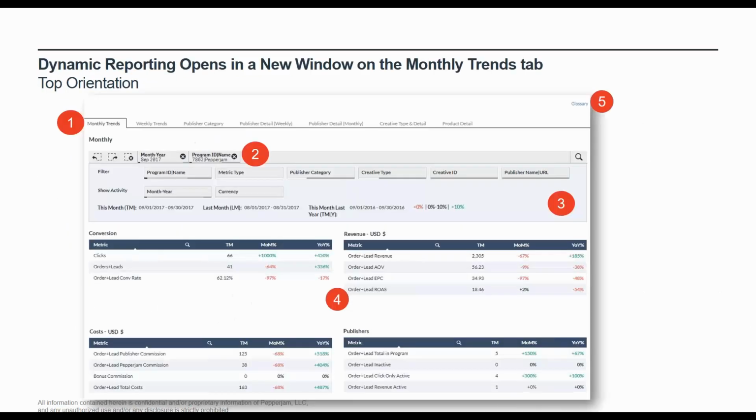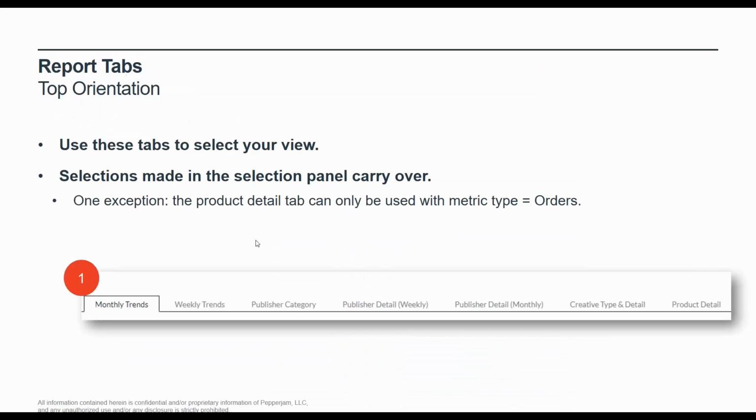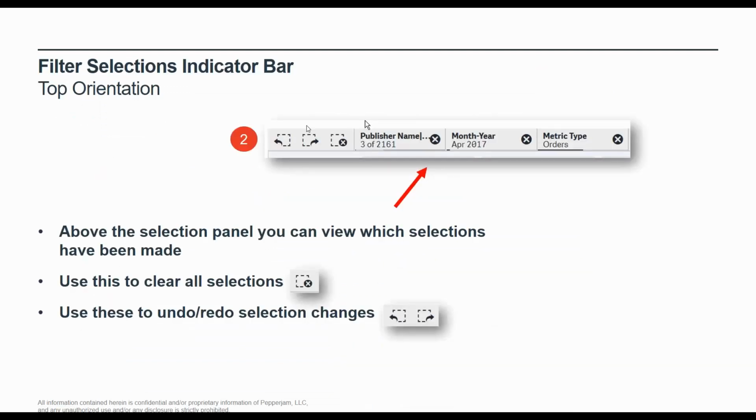The next orientation, coming back here, is the Filters bar. This is just under the tabs. In the Filters bar, this is where you'll see what selections or filters you've applied as you start to explore and maybe drill in or undo or redo different filters.